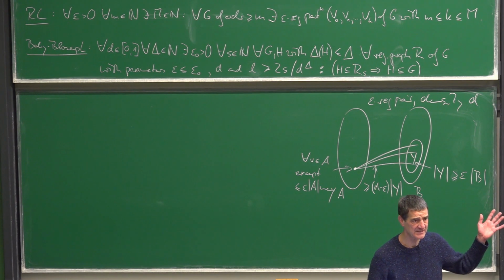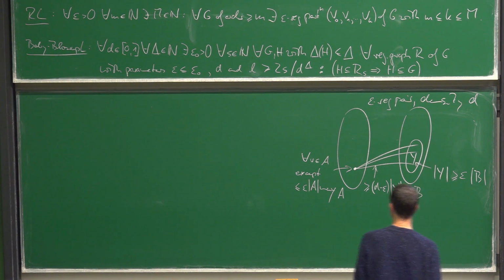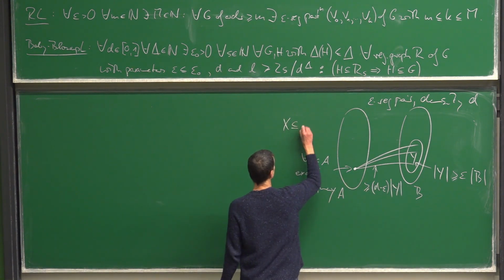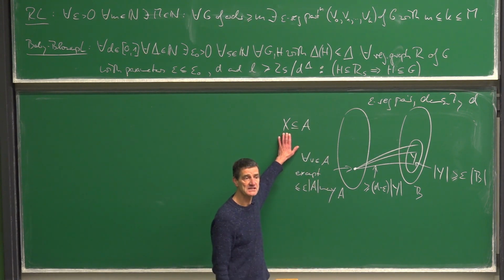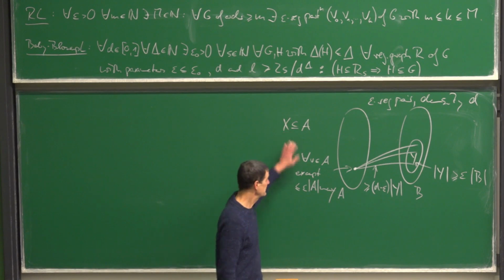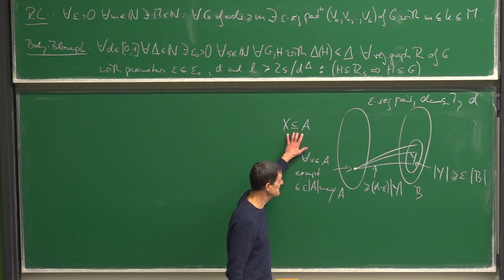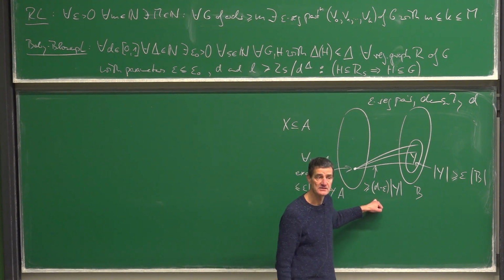It looks a bit technical, but it's really easy to prove. Let's just consider the set of those vertices in A, call that set X, that are not as we would like them. So let X be the set of vertices that send fewer than this number of edges to Y.